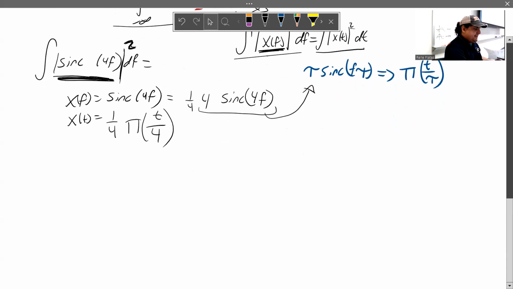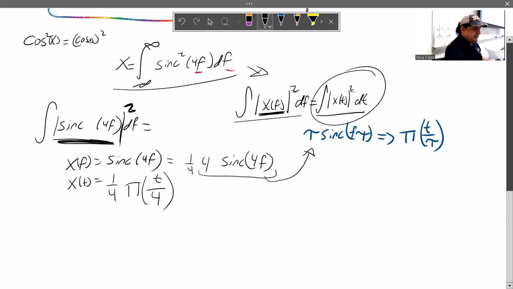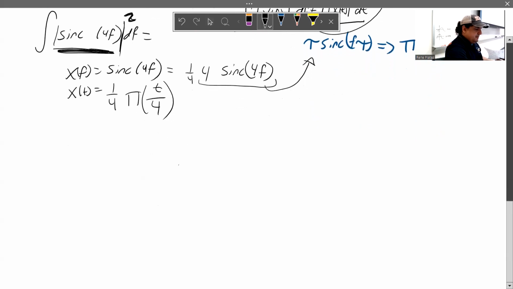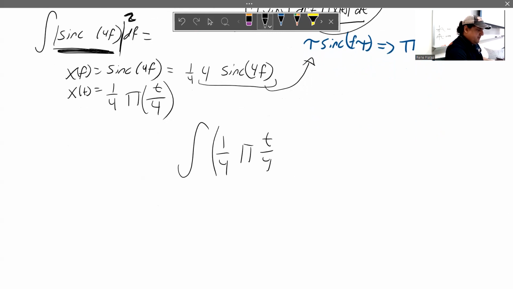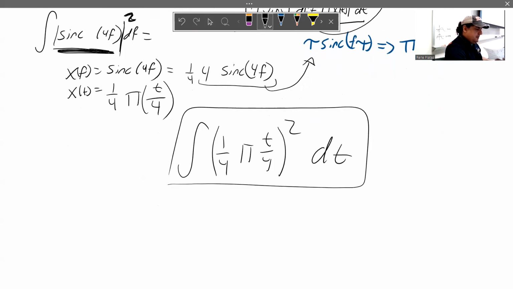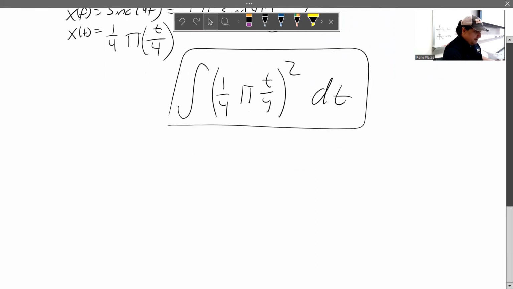We have our x(t), we need to square it because the formula says that we need to square it. So the derivative of 1/4 big pi (t/4) quantity squared dt is going to be the answer to our problem. We can draw it out. It's going to look something like this. I made it look like a triangle, that's very long.